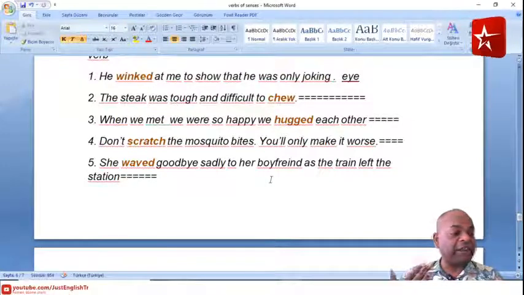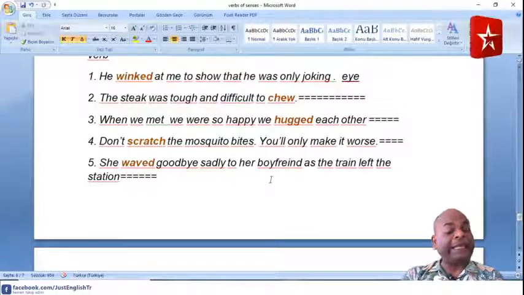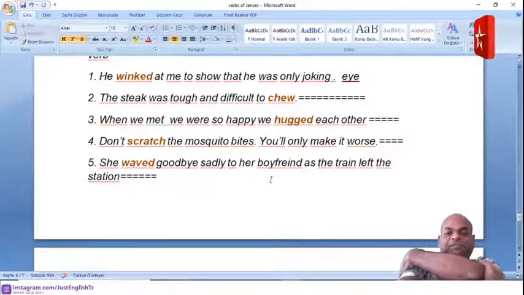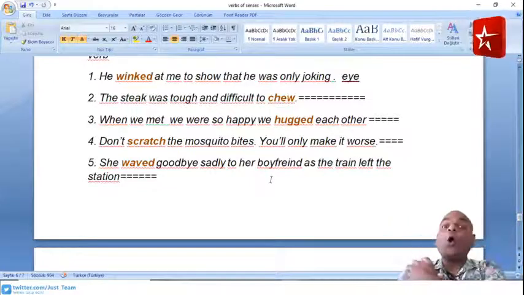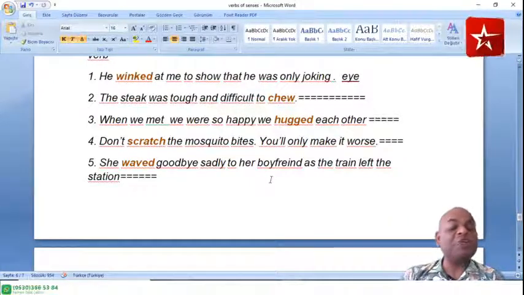Asma says arms. Nijat says arms. Well done. That's the right answer for number 3. The part of the body is arms because you hug like this. This is called hugged, all right? And we use arms. Let's go to number 4.